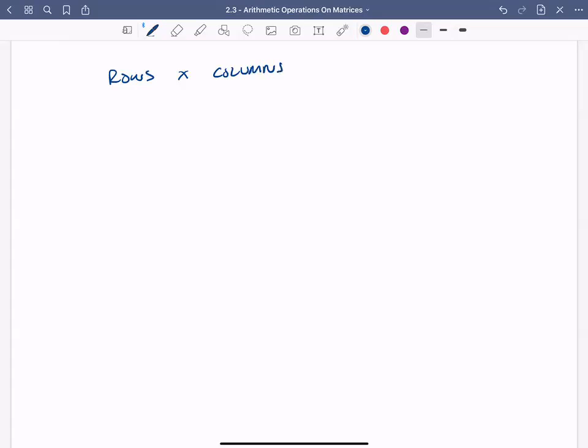So for instance, if I had this matrix, 1, 2, 3, 4, 5, 6, I would say that it has 3 rows, so we'll say 3 by, and it has 2 columns, so 2. This would be a 3 by 2 matrix. Now, some definitions I'm not going to write down specifically. I'm just going to talk to you about them and visually show you them.